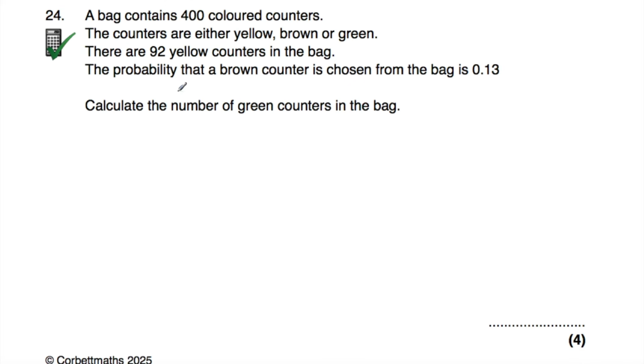So question number 24 says a bag contains 400 coloured counters, and the counters are either yellow, brown or green. And we're told there's 92 yellow counters in the bag, and we're told the probability that a brown counter is chosen at random from the bag is 0.13. And we've been asked to calculate the number of green counters in the bag. Okay, so what I'm going to do here is, well, we know that 92 of the counters are yellow, so I'm going to make a little table here, yellow, brown and green.